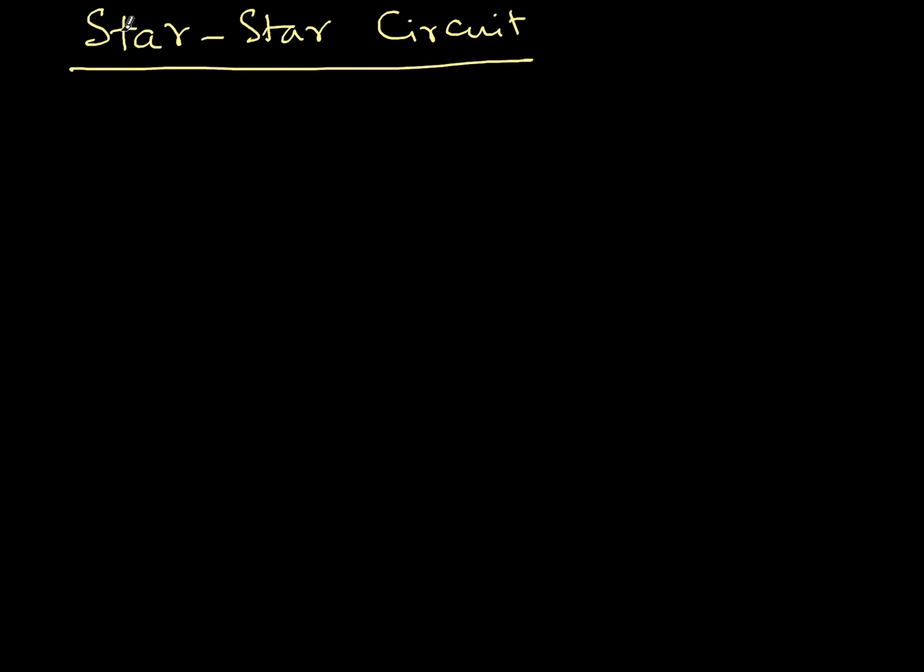Hello everyone. So let's continue our analysis of three-phase systems. As I mentioned in my last video, there are four different combinations, using star and delta connections. Let's do the first of that: the star-star system, or star-star circuit. What I mean by this is the source is star connected and the load is also star connected.